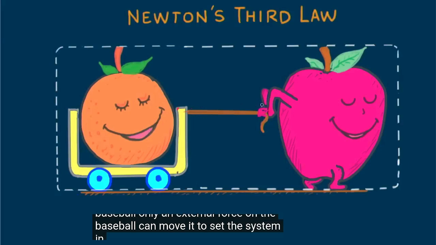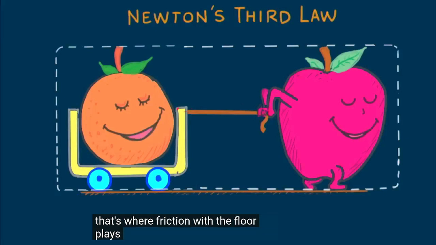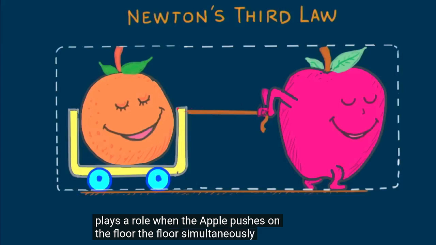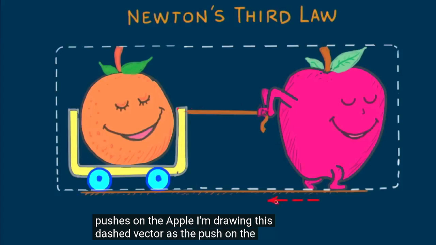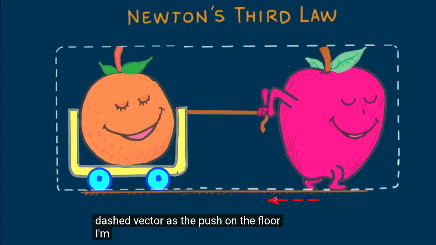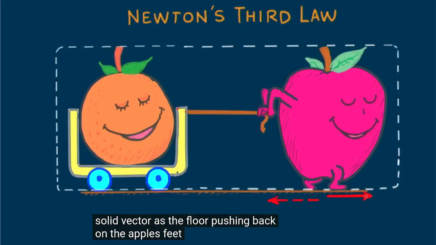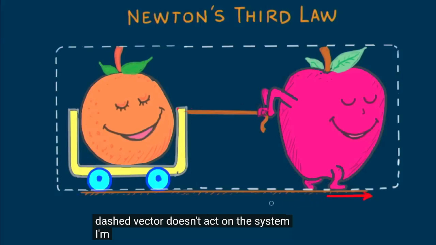To set the system in motion, an external force is needed. That's where friction with the floor plays a role. When the apple pushes on the floor, the floor simultaneously pushes on the apple. I'm drawing this dashed vector as the push on the floor. I'm drawing this equal and opposite solid vector as the floor pushing back on the apple's feet. This is the external force that acts on the system. Since the dashed vector doesn't act on the system, I'm erasing it.